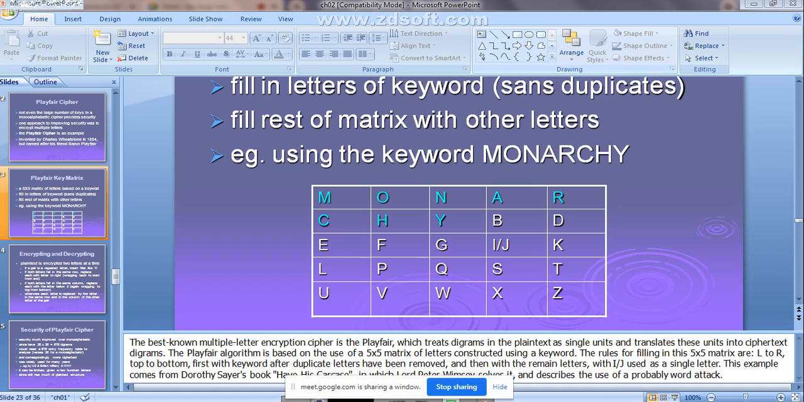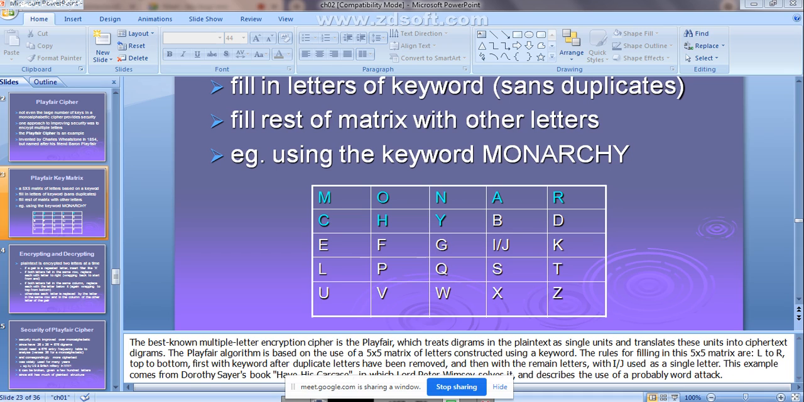Now I'm considering the keyword as monarchy. This is a 5 by 5 matrix, which means 25 cells in total. In those 25 cells, first we fill in the letters which are present in the keyword, monarchy. I am placing a single letter in each cell. That is done first.